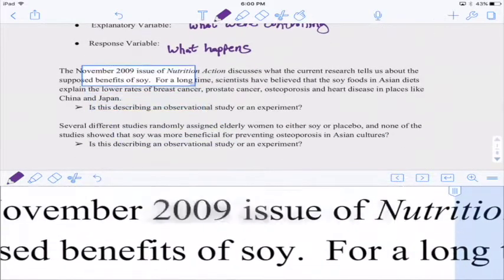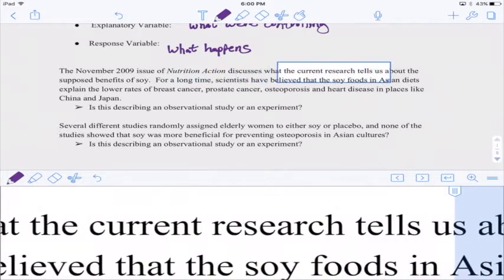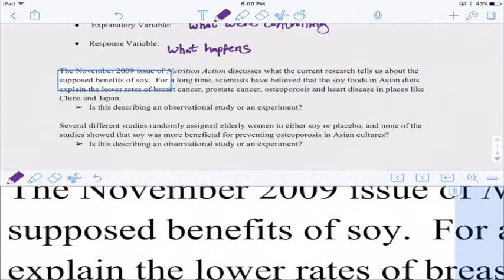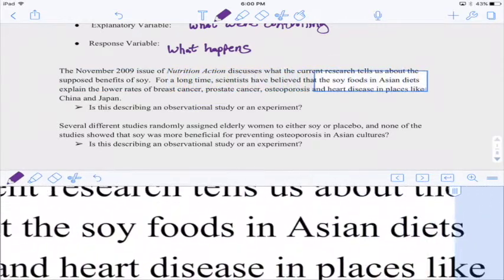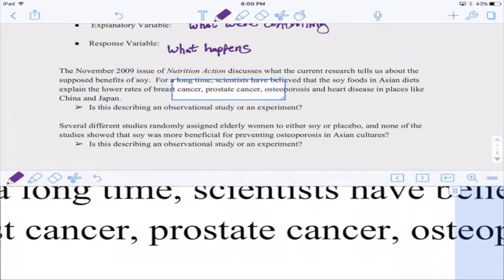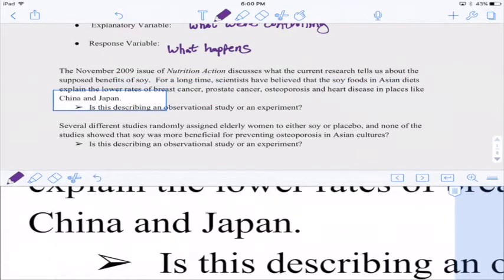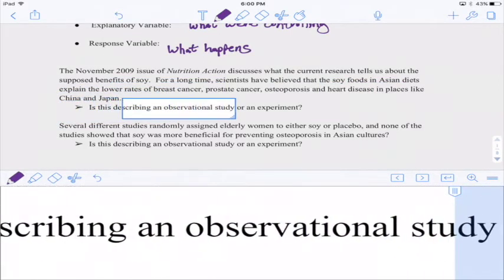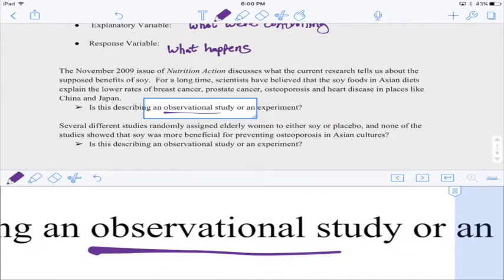The November 2009 issue of Nutrition Action discusses what the current research tells us about the supposed benefits of soy. For a long time, scientists have believed that the soy foods in Asian diets explain the lower rates of breast cancer, prostate cancer, osteoporosis, and heart disease in places like China and Japan. Is this describing an observational study or an experiment? All they're doing is asking. It doesn't say that we tried to influence this at all. It's just an observational study.